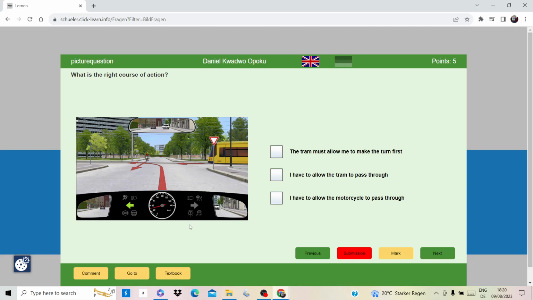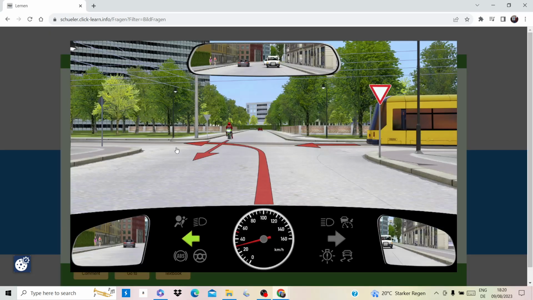Today we are going to look at picture questions. So we start right away. Number 1. What is the right course of action? You are driving and you encounter a situation like this. What is the right course of action?